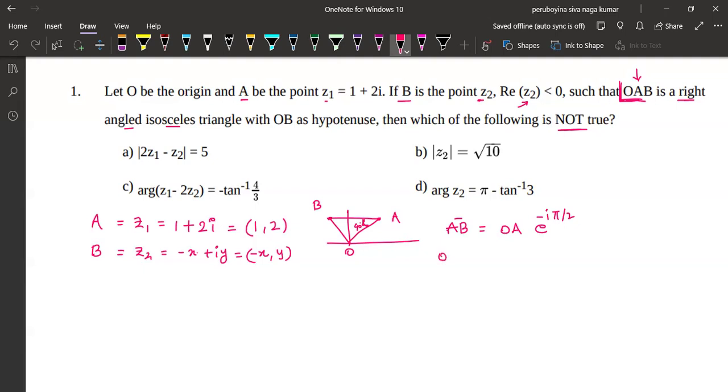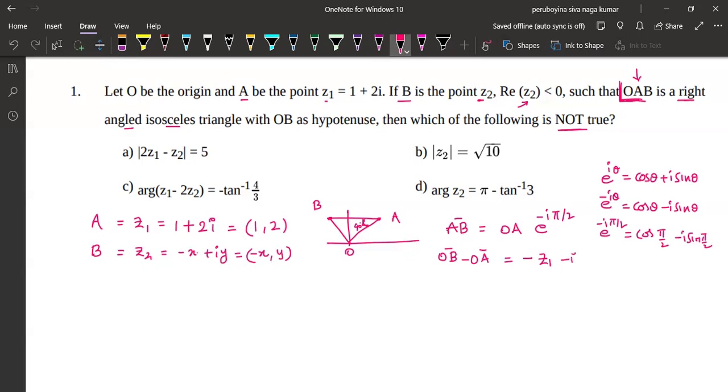What does AB bar mean? AB bar means OB bar minus OA bar, and that is equal to, you can say OA bar is a negative quantity here because we are measuring in the reverse direction. So you can write minus Z1 into e power i pi by 2. Of course, e power i pi by 2, we will calculate separately. So what is e power i theta? e power i theta is, remember, cos theta plus i sin theta. And e power minus i theta is equal to cos theta minus i sin theta. Now coming to the point, minus i pi by 2 means cos pi by 2 minus i sin pi by 2. So this value is minus i.